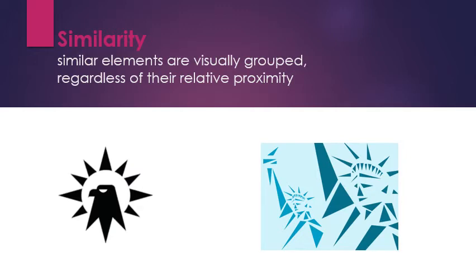So here are a couple of logos that are playing off of this principle of similarity. The eagle logo has triangles that are forming a sun around the outside of the eagle. Our brains are grouping those different triangles into one shape, a sun, even though they are not in any other way organized to represent a sun. The Statue of Liberty one is probably even more abstract, but all of those random angular shapes, I think we all see the Statue of Liberty made up of those different shapes.